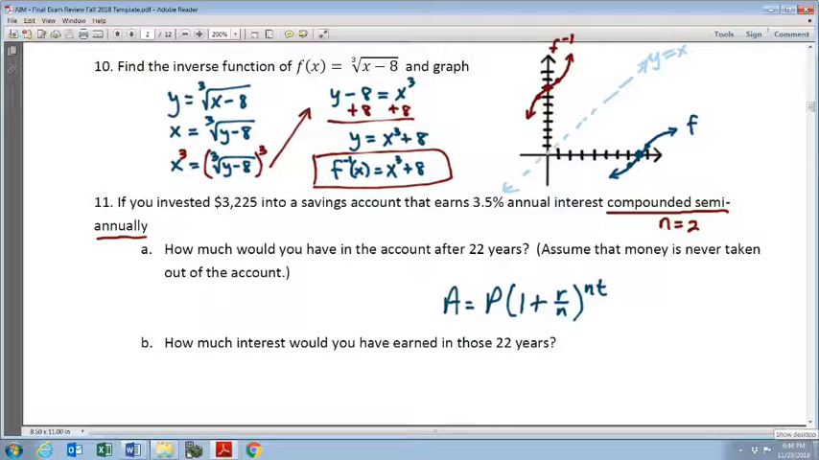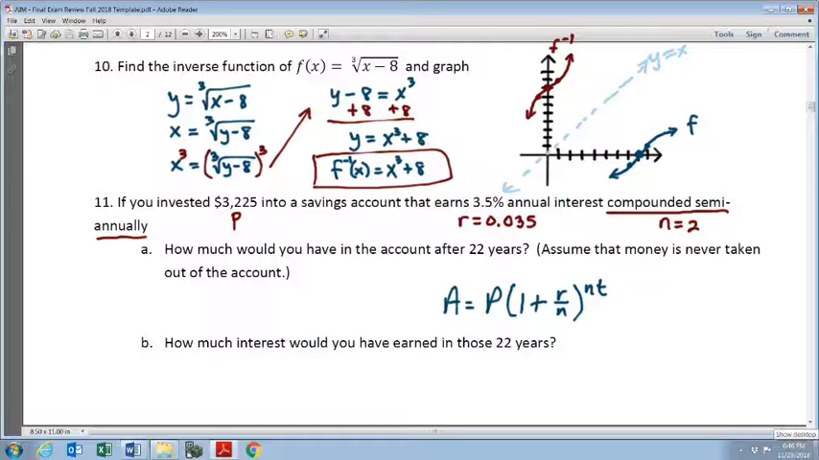This is the formula we use when we compound interest n times per year. Remember, compound interest is just when you're earning interest on interest. And so right now, though, we just need to identify the different parts. So we invested $3,225. That's our principal, or our P. The interest rate is 3.5%, so we would want to write that as a decimal. Move that decimal 2 to the left, and you get 0.035.